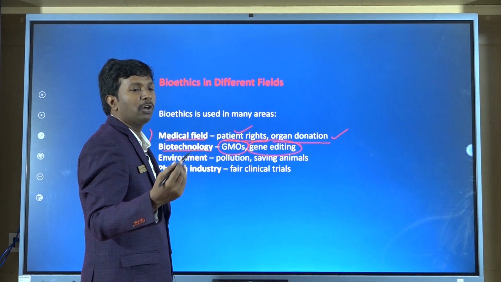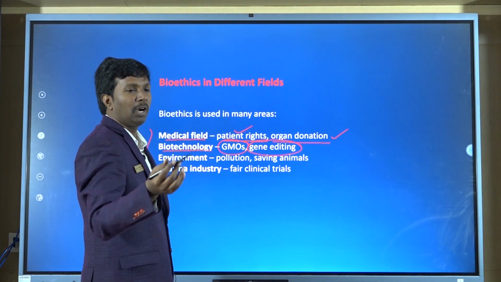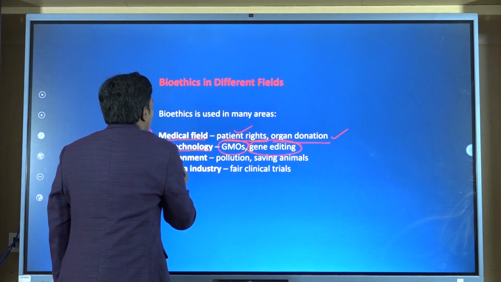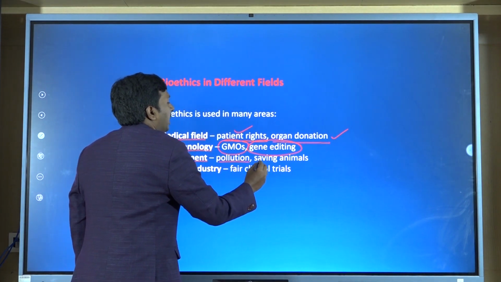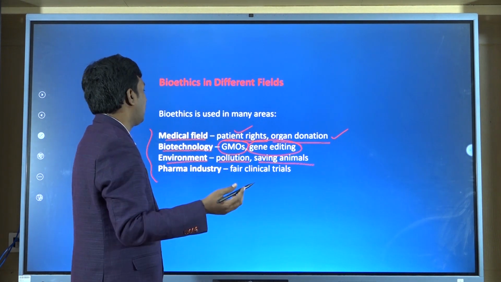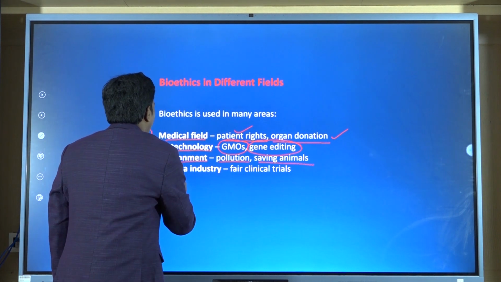So that patient wants to die in hospital, unable to tolerate pain, right? So that is freedom. And the next one is environment. So pollution related and saving animals. Saving animals means doing experiments on animals, right? So bioethics. And pharma industries.